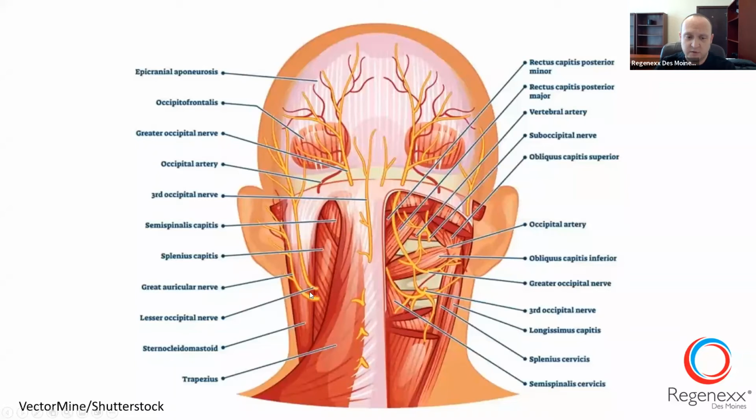The lesser occipital nerve down here does the same thing but tracks towards the temporal region of the skull. And then our third occipital nerve comes out between that level 2, 3 that I was talking about, and is often a big player in some of these posterior headaches.